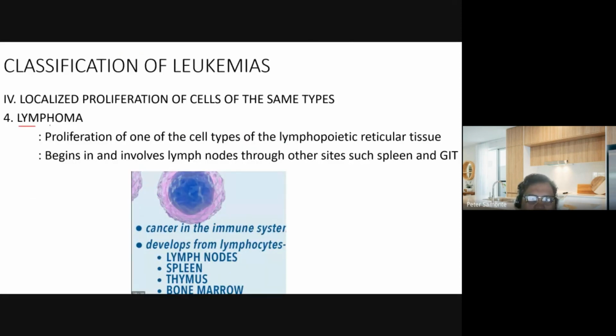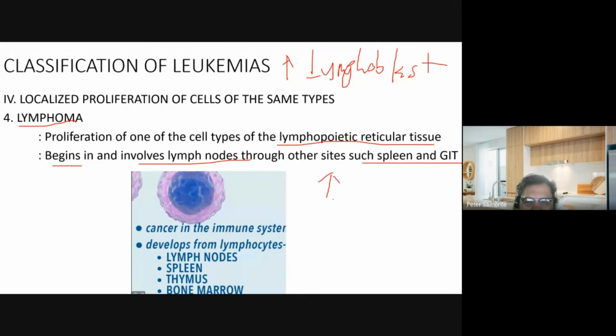Then we also have your lymphoma. Now, your lymphoma, class, is the one I was talking about earlier, the lymphocytic reticular tissue. It would begin and involve lymph nodes to other sites such as the spleen and the GIT. So this time you would have increased lymphoblasts. Now, this is a cancer in the immune system. It would develop in the lymph nodes and would spread to the spleen and the GI.